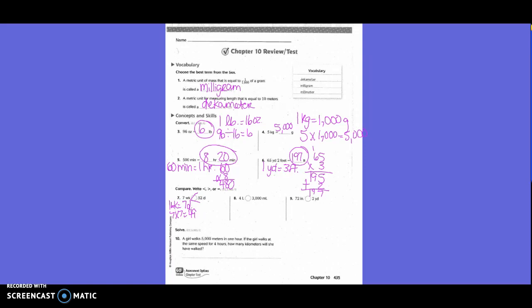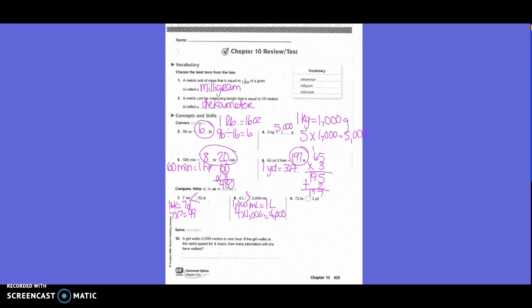4 liters and 3,000 milliliters. So I am going to compare those. And I know that 1,000 milliliters equals 1 liter. So I'm going to take 4 times 1,000. Now I'm going to get 4,000. So 4 liters is greater than 3,000 milliliters.